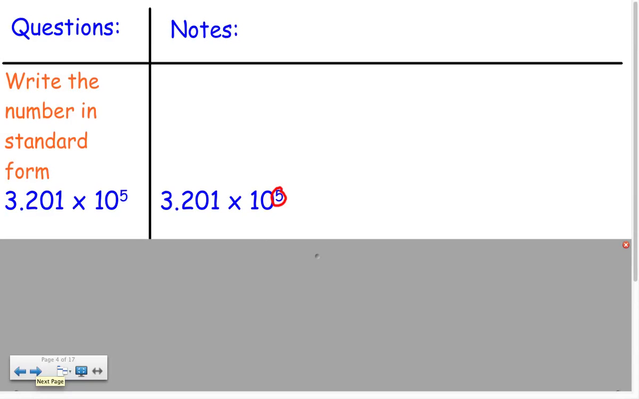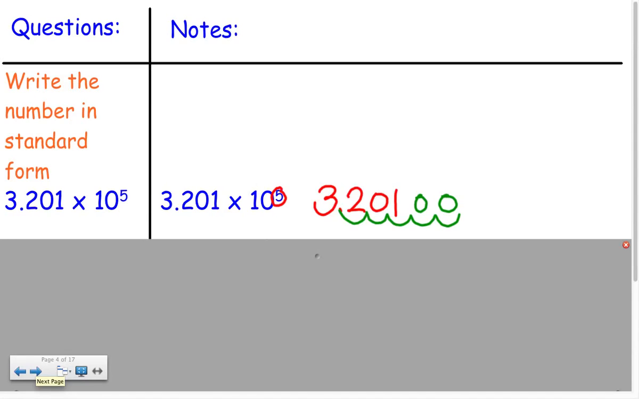So that means I need to move this decimal. You have to think, okay, well, to the left would make it a smaller number. To the right would make it a bigger number. So I need to move my decimal to the right. So if I take 3.201 and I move my decimal 5 spots to the right, 1, 2, 3, 4, 5. Now in those loops with no number, we're going to add 0. So we'll put a 0 here and a 0 here.